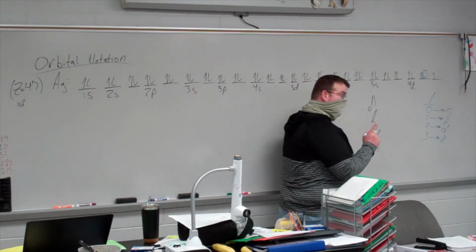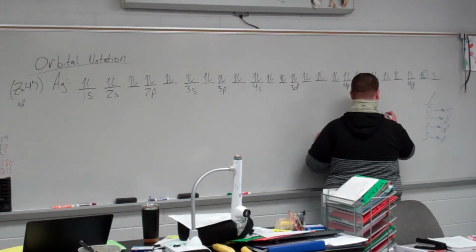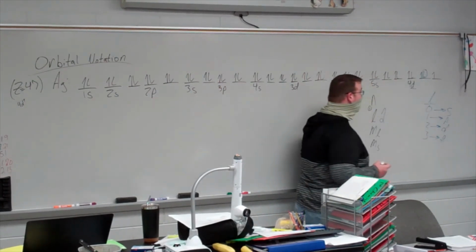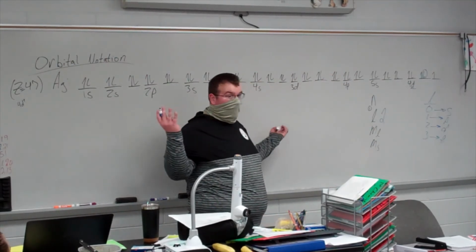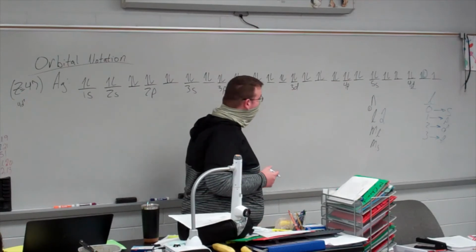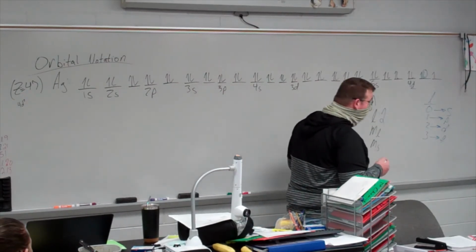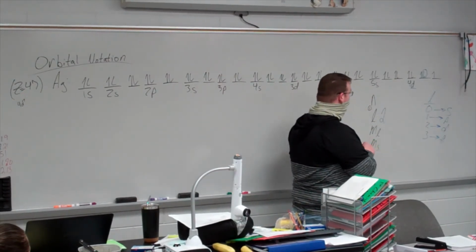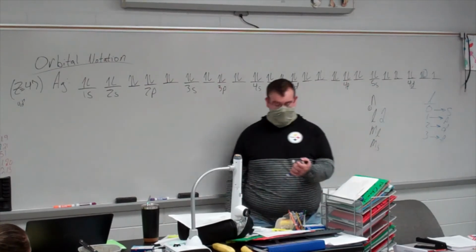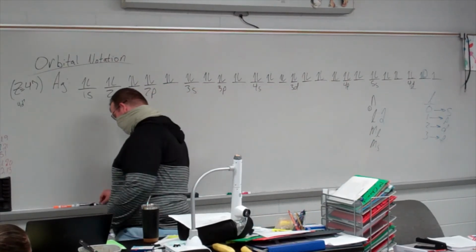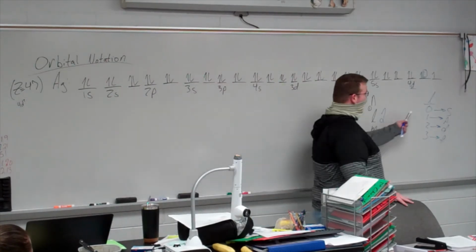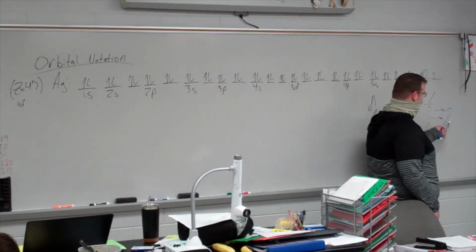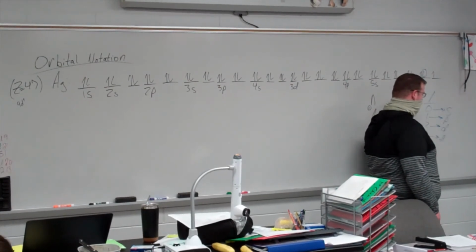In this case, look at that. L is 2. How do you know it's 2? Because it's in the D block. It's a D block. It's that simple. Now, from here, it gets more simple. L: S is 0, P is 1, D is 2, F is 3.